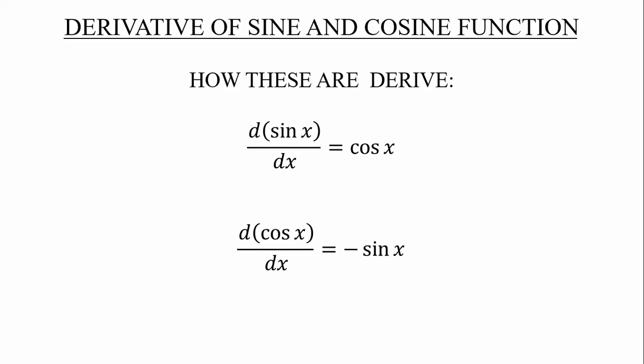This video is all about proving the derivative of sine and cosine function. So we are trying to show how these are derived, how they come about: the derivative of sine x with respect to x equal to cos x, and the derivative of cos x with respect to x equal to minus sine x.